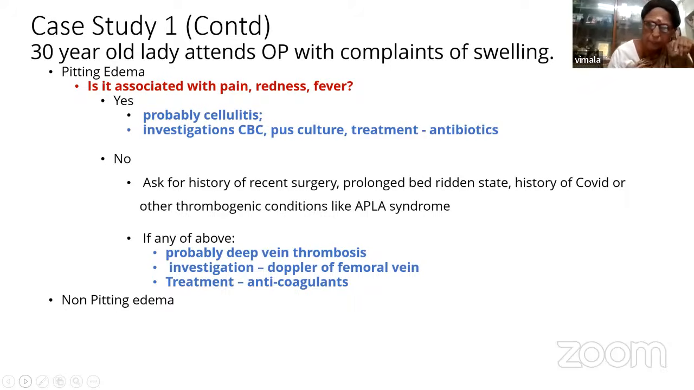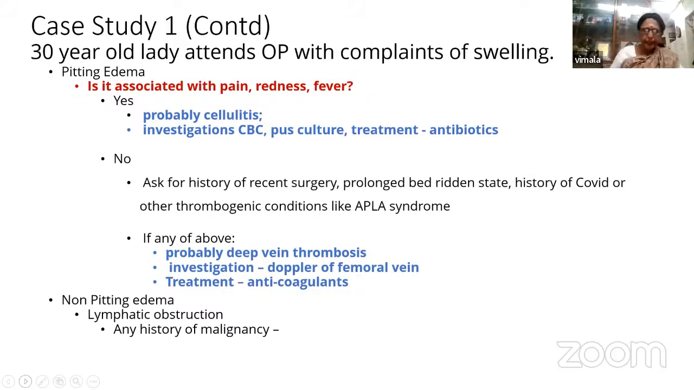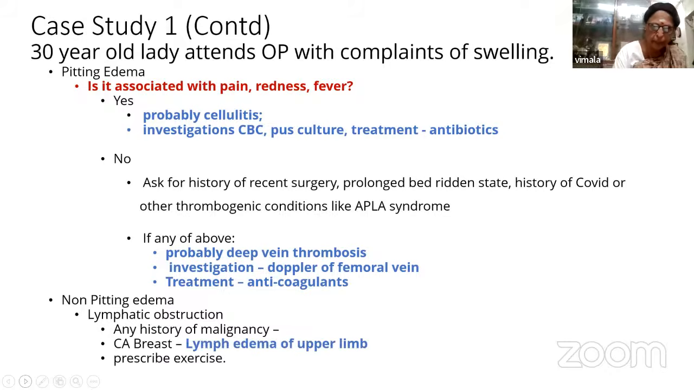Now, if it's a non-pitting edema, usually it is a lymphatic obstruction. In the context of cellulitis, usually long-standing filariasis can produce a non-pitting edema. But when you see a lymphatic obstruction in the right upper limb, especially in a lady, you should carefully palpate the breast for a swelling or any history of mastectomy, where they also do a modified radical mastectomy. Also, they remove the lymphatics, which can produce a block in the lymphatic drainage and give rise to edema.